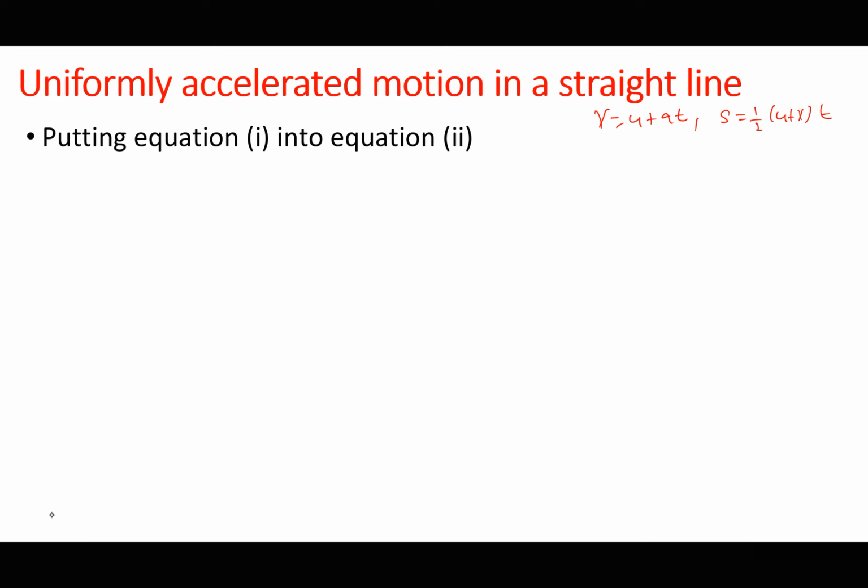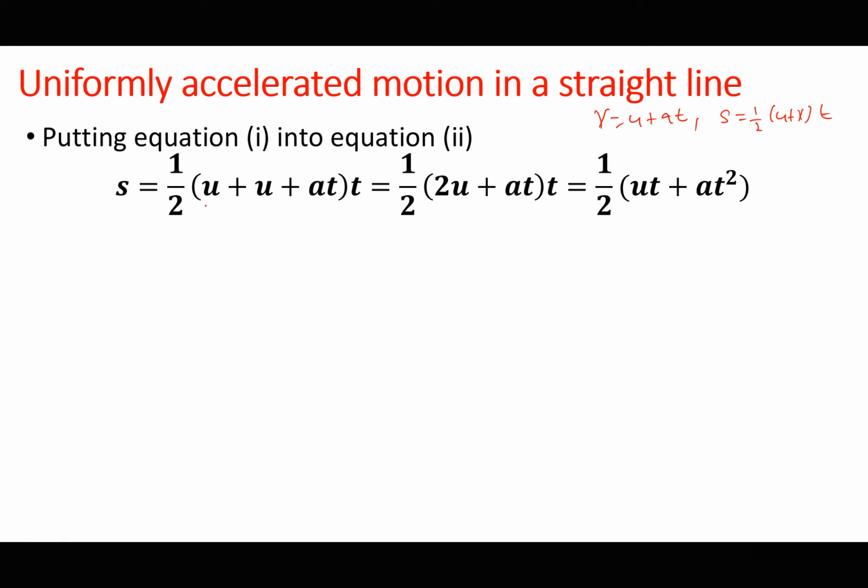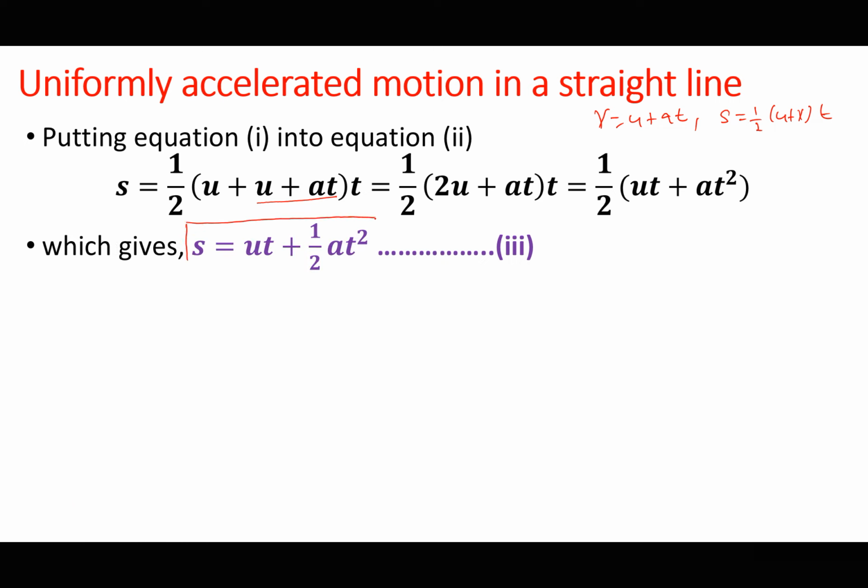So if I get the first equation and put it into the second equation, in other words, I'm putting v in the second equation, s becomes, where there is v, I've put u plus at. And when you simplify, you get a half ut plus at squared. Which gave us s equals ut plus half at squared. And that can be the third equation. The order of these equations or numbering them may not really matter.